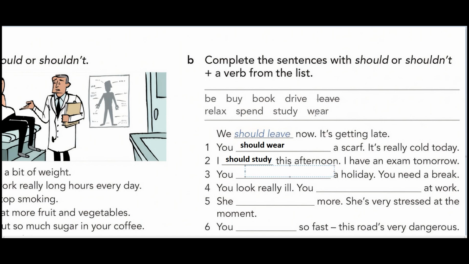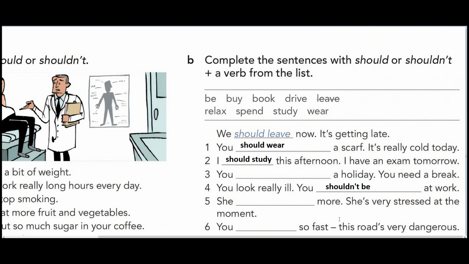Be, buy. We don't have that here. You should be holiday, wear, spend, relax, drive, book, maybe. Okay, let's skip it just in case and we will check later. Sometimes it happens, it's okay. Number 4, you look really ill. You shouldn't be at work, so go home instead.